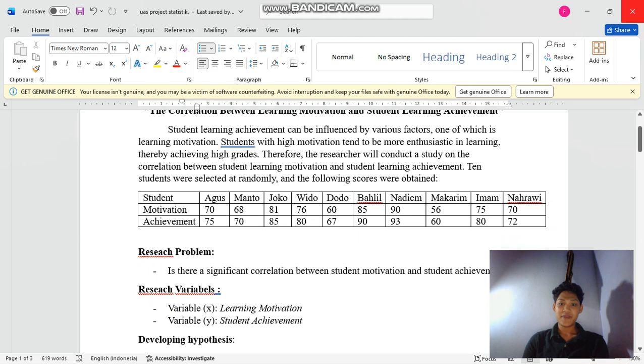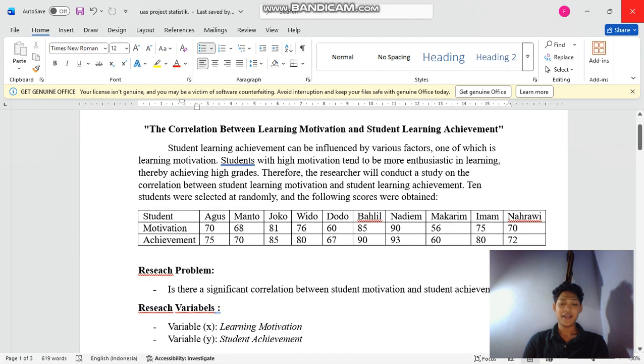Learning achievement can be influenced by various factors, one of which is learning motivation. Students with high motivation tend to be more enthusiastic in learning. They receive high grades. Therefore, the researchers will conduct a study on the correlation between student learning motivation and student learning achievement. The students were selected randomly, and the following scores were obtained. So here, the researchers want to know the correlation between student learning motivation and student learning achievement.